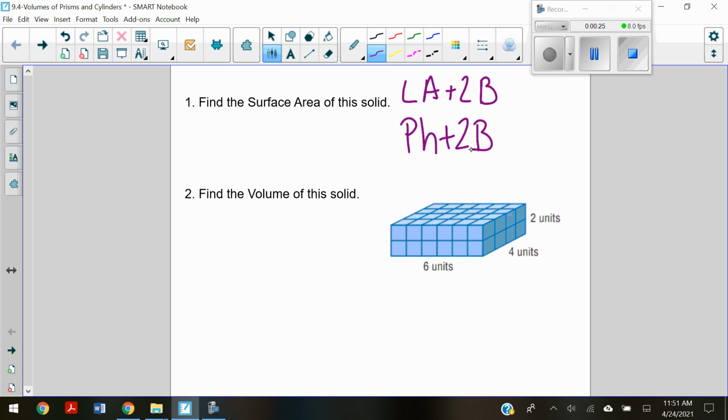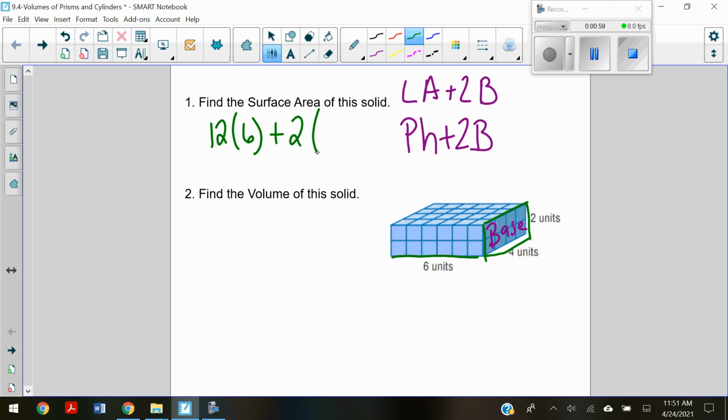Now, if we look, we have a rectangular prism. It does not matter what we call the base. I'm just going to say, let's call this one the base. So the perimeter of the base here, we are going to have 4 plus 2 plus 4 plus 2. So we have 12 times the height, which is 6. And remember, height is the distance from base to base. All right, plus 2 times the base areas.